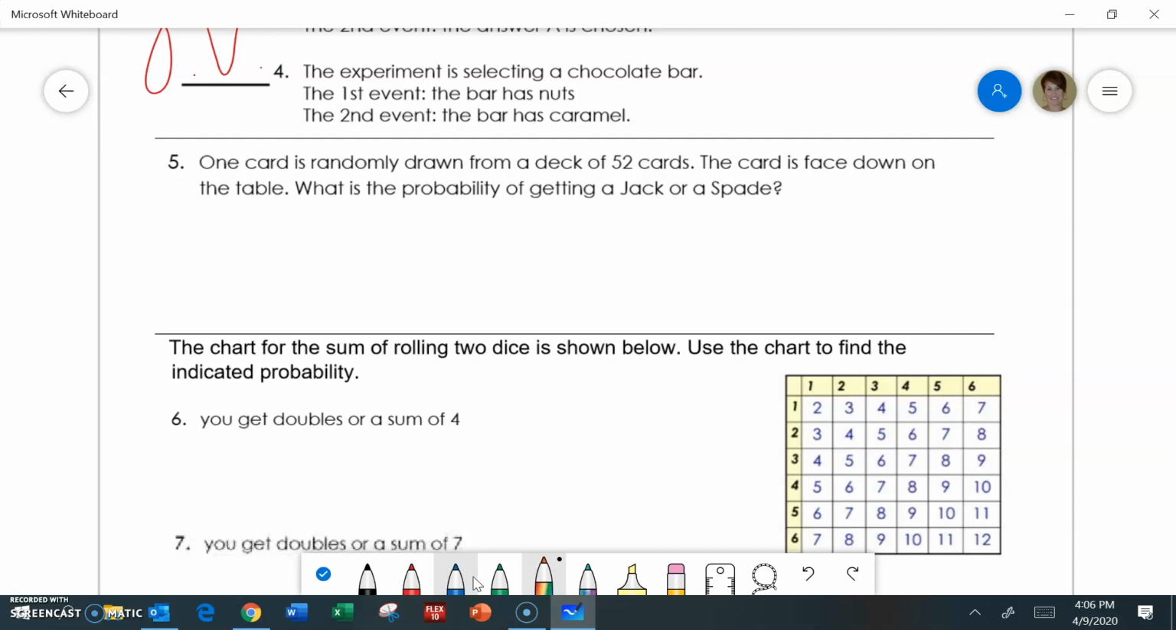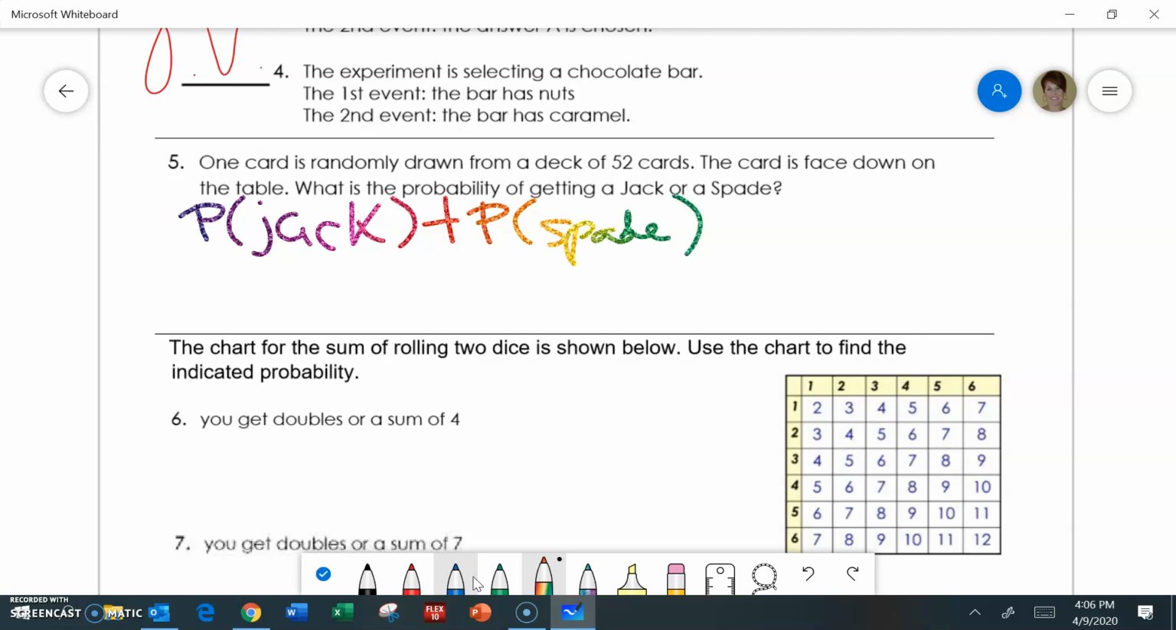So what we're going to do mathematically is find the probability that you pick a card and that it's a jack. We're going to find the probability that you pick a card and it is a spade. So right now, 4 out of the 52 cards in the deck are jacks, okay? And there are 13 cards in the deck that are spades, 13 out of 52. So we would add those together.